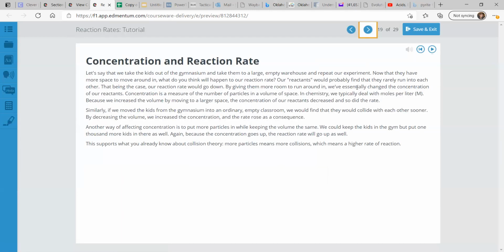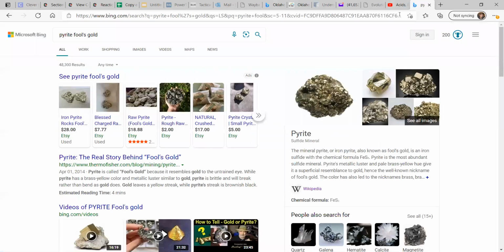Concentration and reaction rate. By giving reactants more room to run around in, we've essentially changed the concentration of our reactants. Concentration is a measure of the number of particles in a given space. So in chemistry, we typically deal with moles per liter because we increased the volume by moving to a larger space.